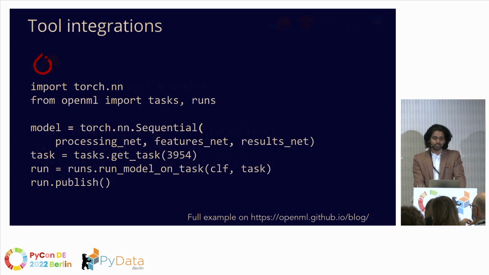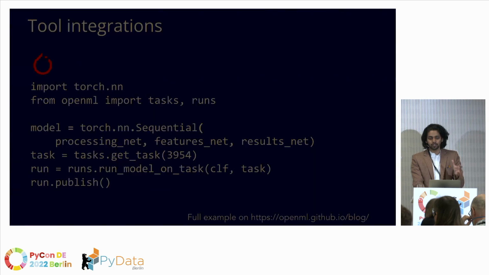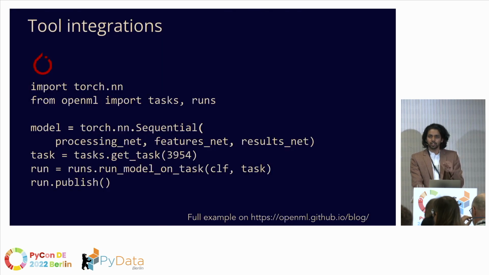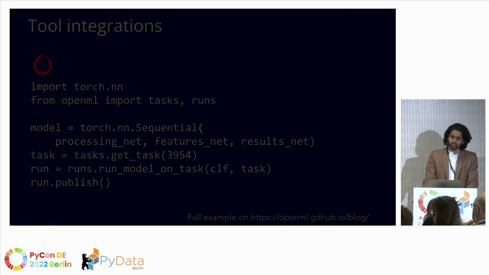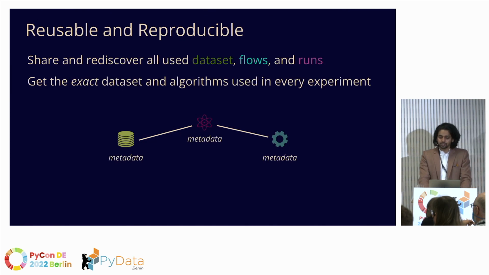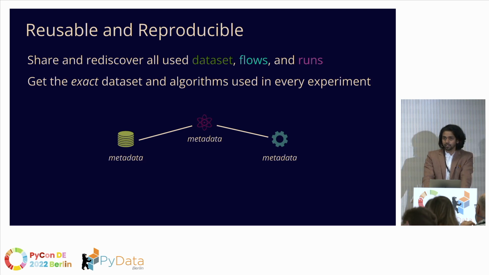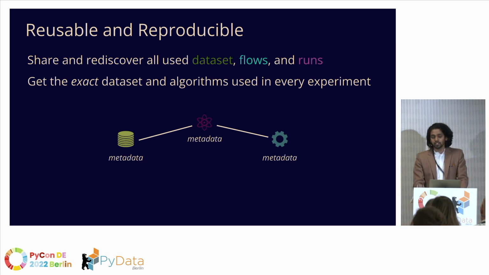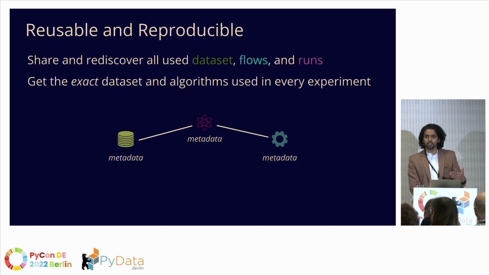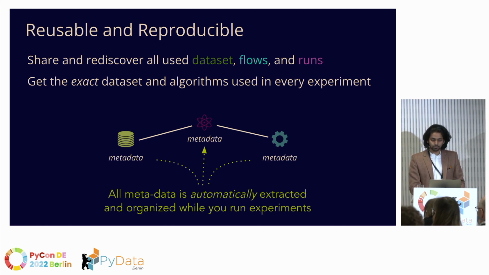We do have a scikit-learn integration, and we do have a PyTorch integration. These are a bit in beta. PyTorch is a bit in alpha stage, but we are working on that. And now let's talk again about reproducibility in OpenML. Since we have the exact datasets, algorithms and flows used in every experiment that the user performed, this allows us to have reproducibility in our workflow.